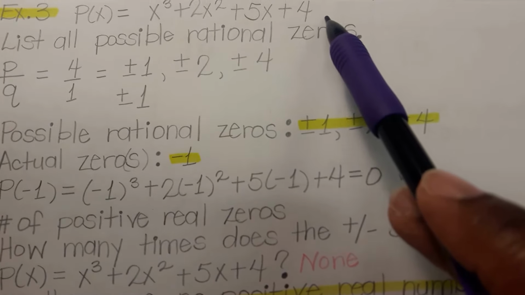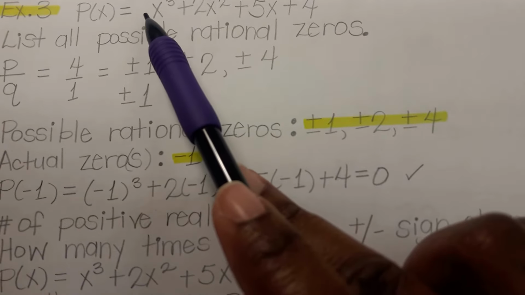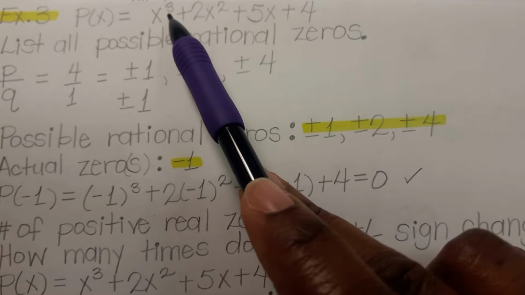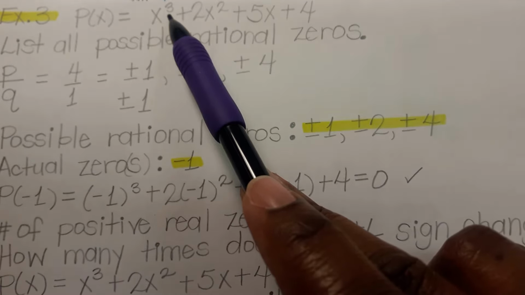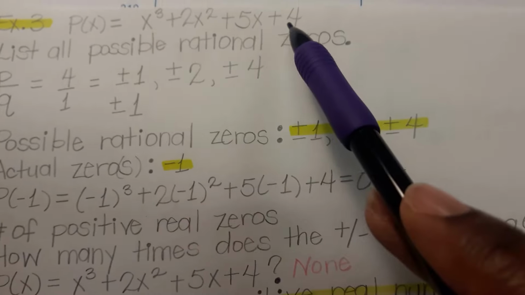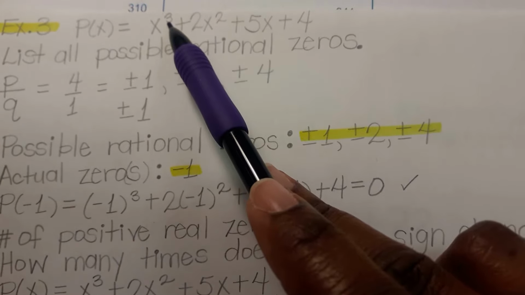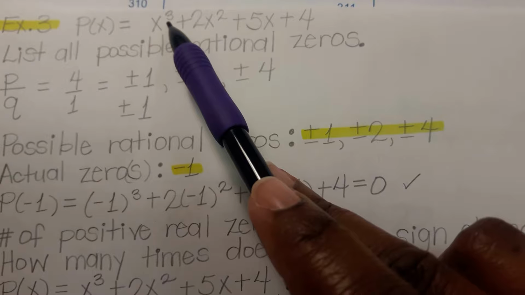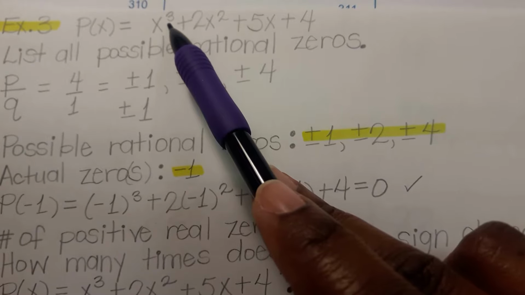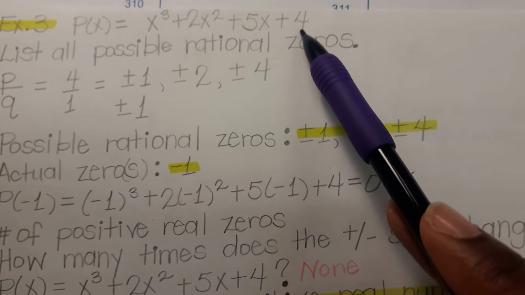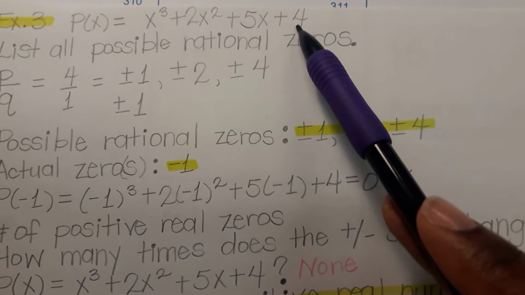Now, some vocabulary that you need to know is I know that my leading coefficient is 1. My degree is 3. That means I should have 3 answers here, whether they're negative numbers, positive numbers, or complex numbers. We know complex numbers are the imaginary numbers. So it should be 3 answers for x. And then my constant term is 4.